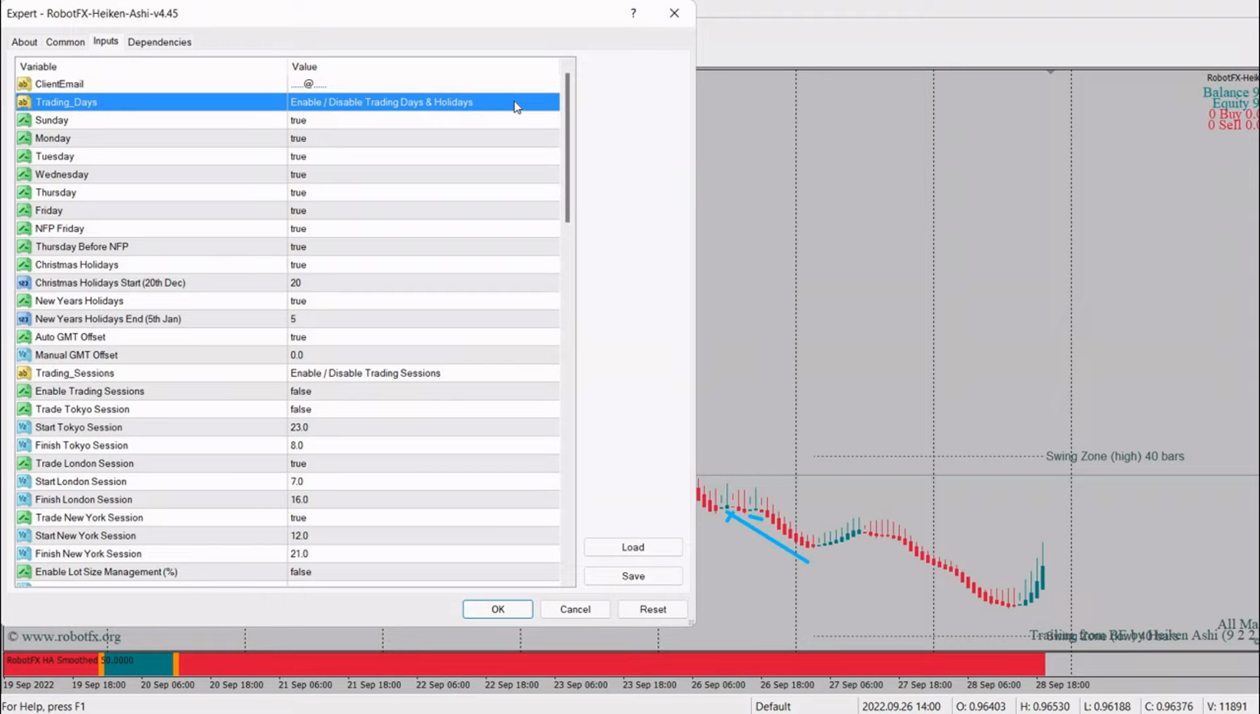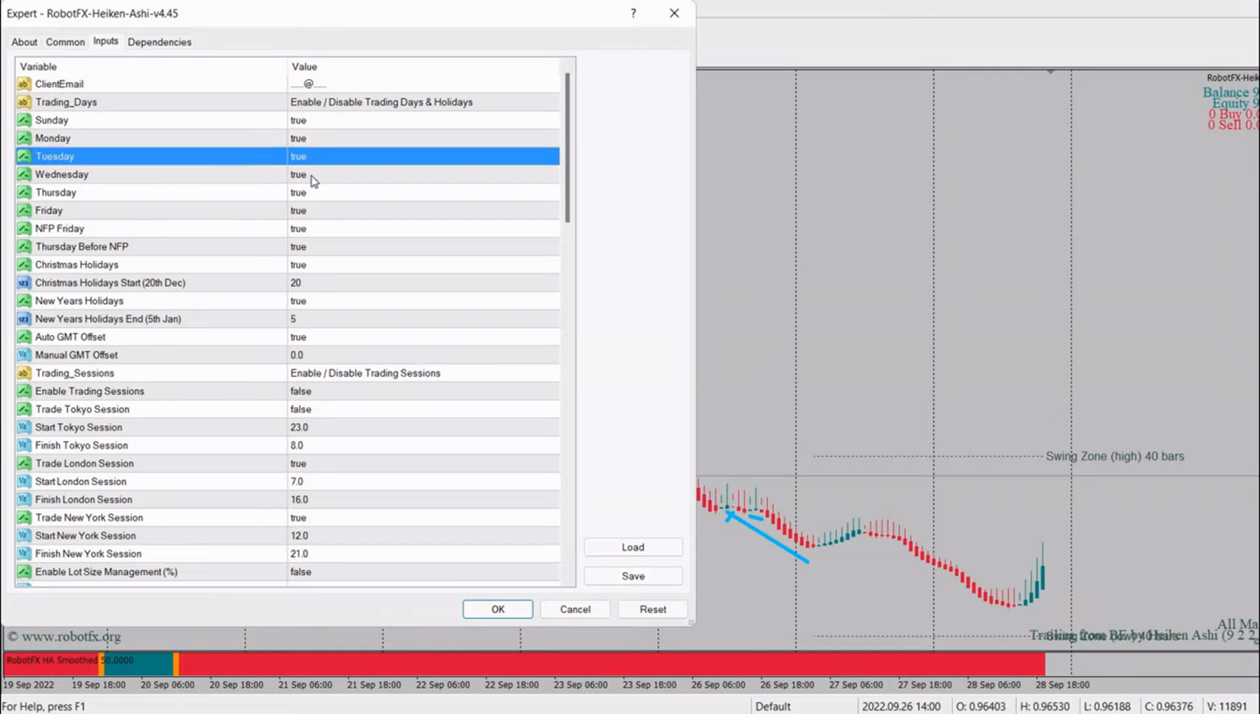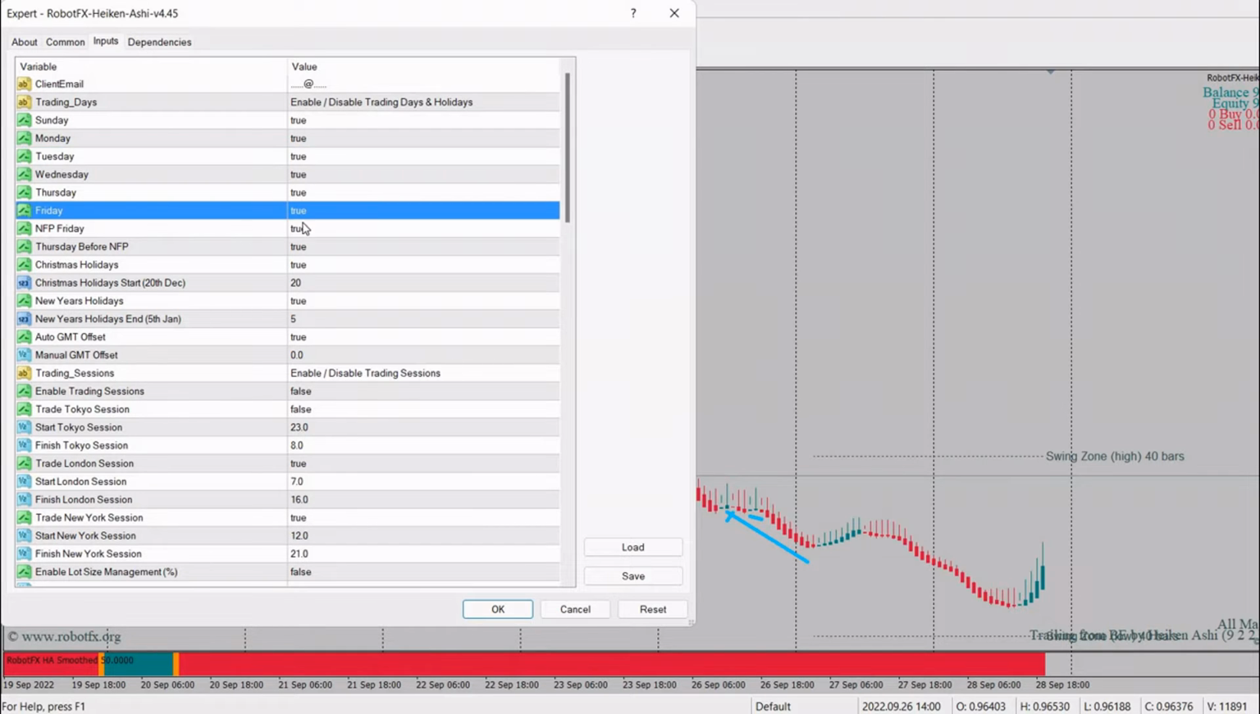Next, there is a trading days filter, trading days and holidays. You can enable or disable the days of the week to trade and also holidays. So basically what it means is if you want to trade on Monday, you will have to set Monday to true. If you want to trade on Tuesday, set it to true. If you don't want to trade on Friday, some traders don't like that, just set this to false and the expert advisor will be instructed not to trade on Fridays.